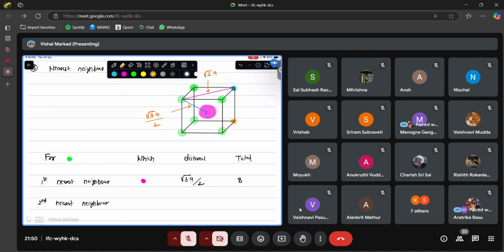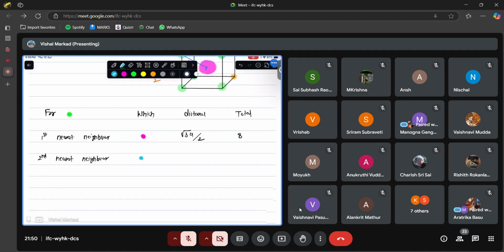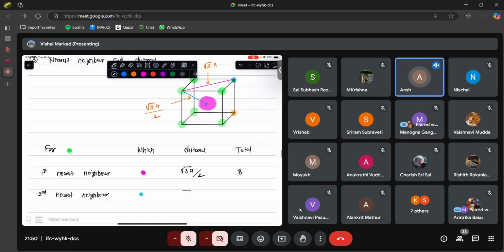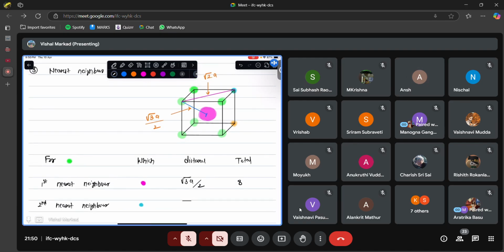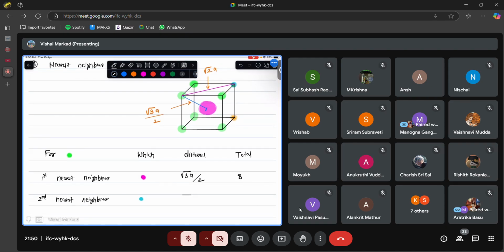Next one, this blue one or the orange one? Which one is closer? Blue. With respect to green, I am talking about. Blue one is closer. What is the distance? Root 2a. But sir, for the green one also, there are other green atoms directly attached, right? So, we are discussing. When we are discussing with the green one, we'll talk about this thing.